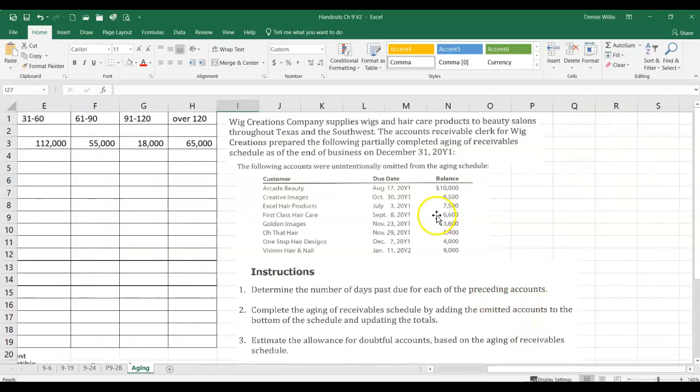Come back over here. It says these accounts were unintentionally omitted. Okay, so we've got to add them. The first thing we have to do is determine the number of days past due for each of these accounts. They give us the due date. We're going to assume that today is December 31st. Okay. And then we're going to complete the aging by adding this information.